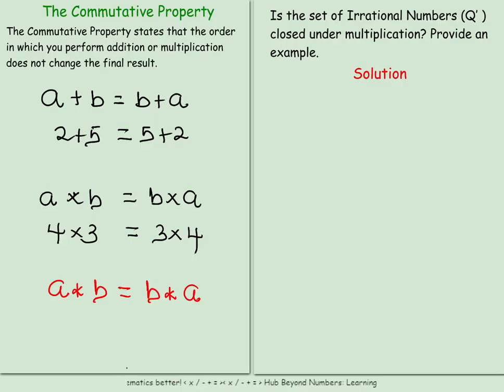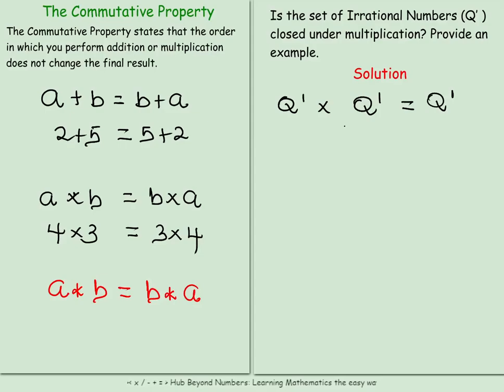Okay, so we are taking our first question here, which says, is the set of irrational numbers closed under multiplication? So what do we actually want to prove over here? You want to prove whether or not, if you take an irrational number and multiply it by another irrational number, you are always going to get an irrational number. If you are able to prove that this is not always the case, then it simply means it is not closed. So all you need is a counter example.